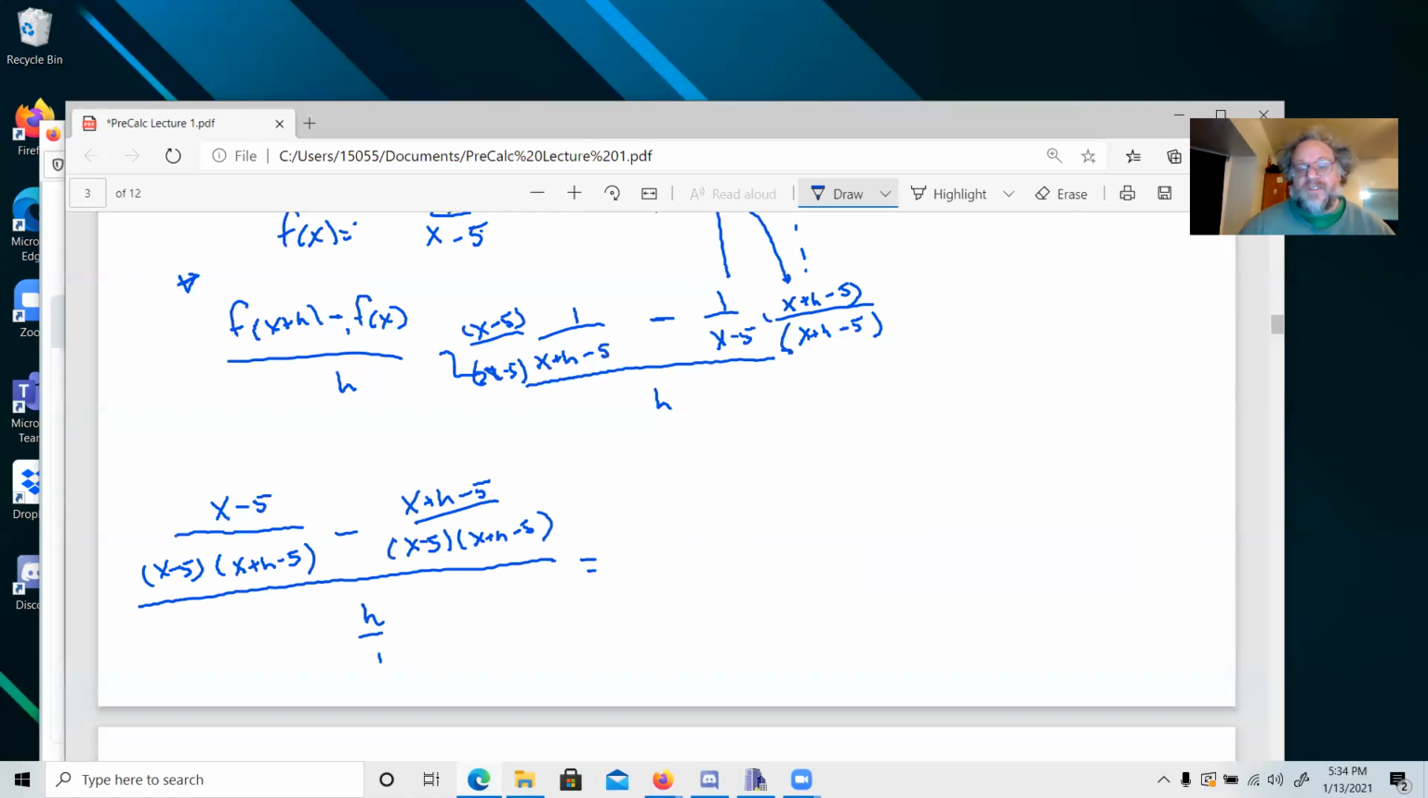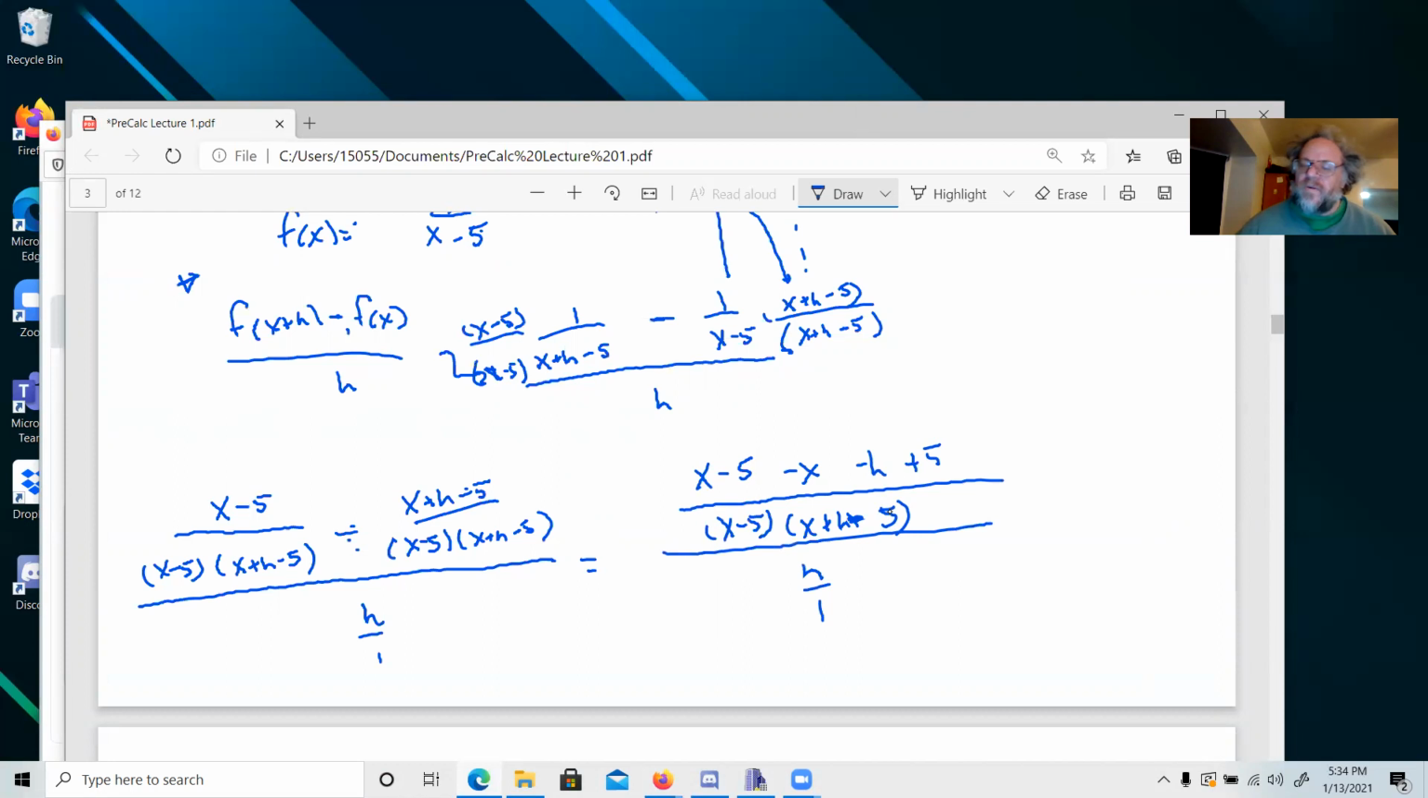Okay, so let's go ahead and deal with our fractions here. We'll do it one step at a time. We've got x minus 5 minus x minus h plus 5 all over, and this is the whole point of adding a fraction. All right, there we go. All over h over 1.